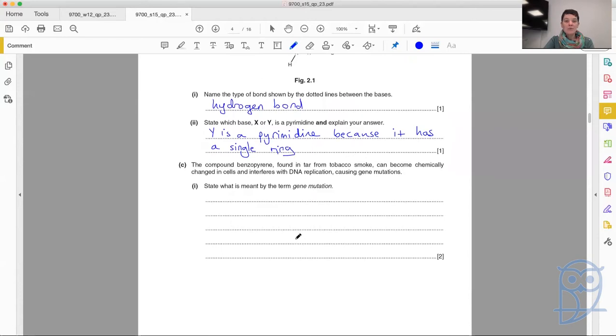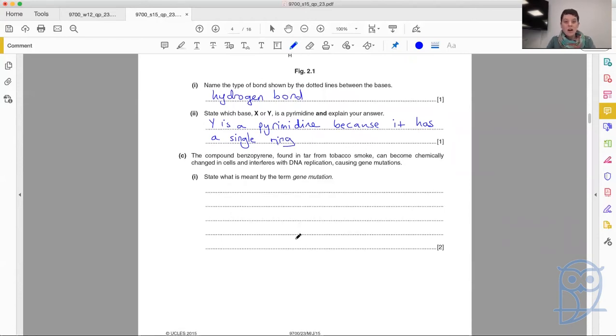And here comes our mutation question. The compound benzopyrene found in tar from tobacco smoke can become chemically changed in cells and interferes with DNA replication, causing gene mutations. State what is meant by the term gene mutation. So state, but for 2 marks. So we really need to be thorough in what we're saying is a gene mutation.